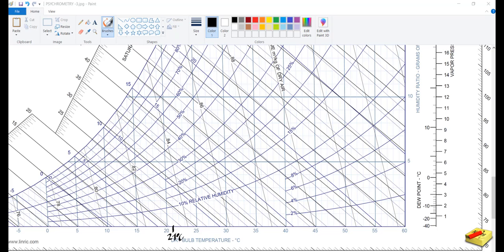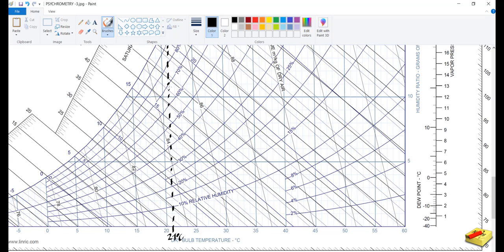So the dew point is 21 degrees. From here, let's draw the line here. So this is now our dry bulb temperature. Upon reaching 15 degrees Celsius, it will dew. So we have the dew point temperature, so that is in 15 degrees.